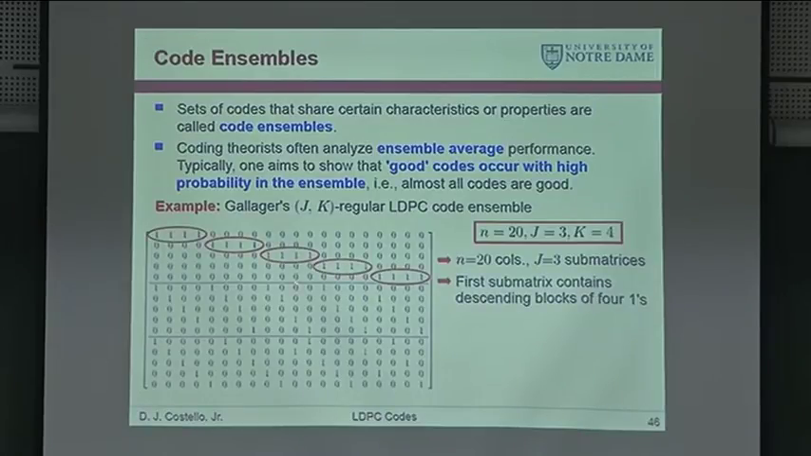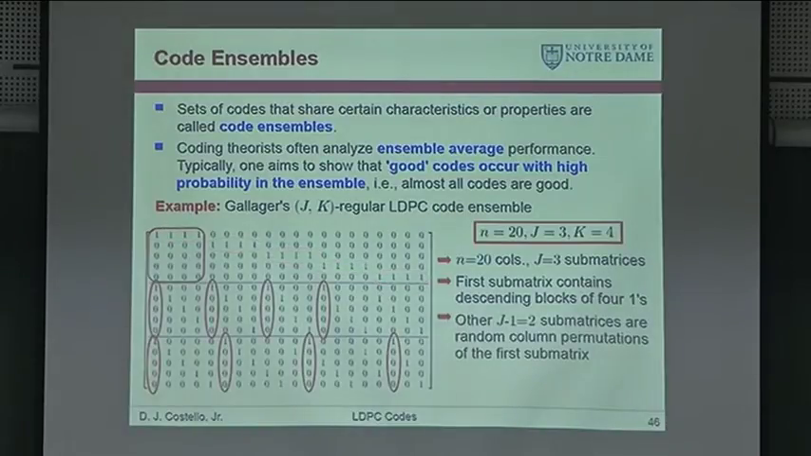And in the first submatrix, he starts out with a 5 by 4 matrix which has 1s across the first row. And then he just repeats these with the 1s for each row: second row, third row, fourth row, fifth row. That's the way he starts, just to make sure that there's at least one 1 in every column, and there's exactly 4 1s in every row. Then the other 2 submatrices are random column permutations of the first submatrix.